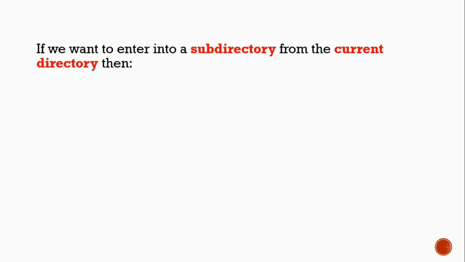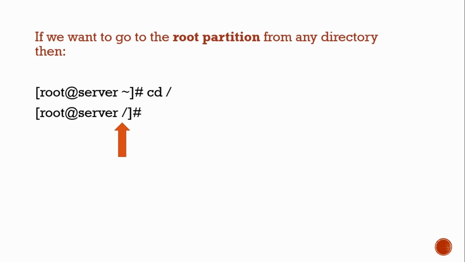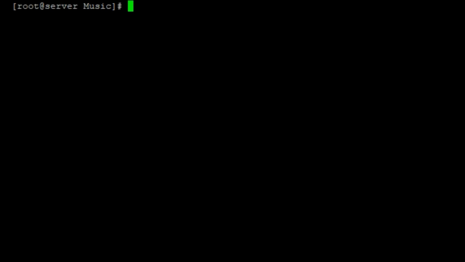Now if we want to enter into a subdirectory from the current directory, suppose under the music directory there are a few directories like song, Bangla and old, we just use the / and enter into the subdirectories. If we want to go to the root partition from any directory, then we just use the / after the cd. To enter a subdirectory from the present directory, we just use the / sign.